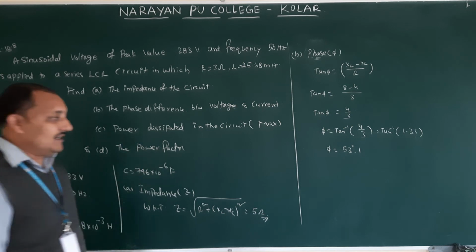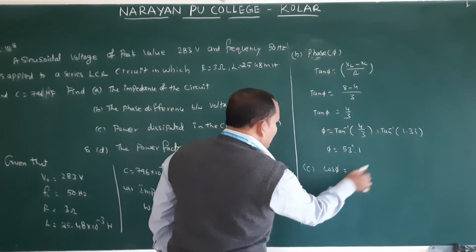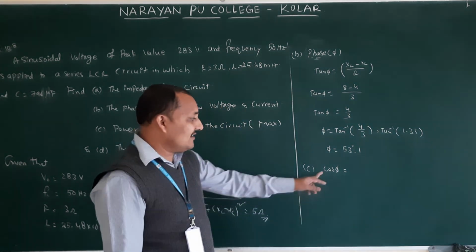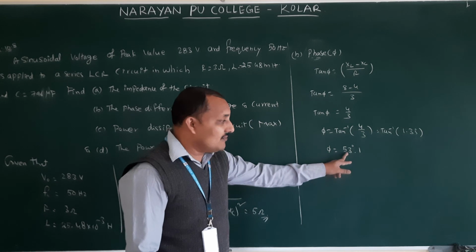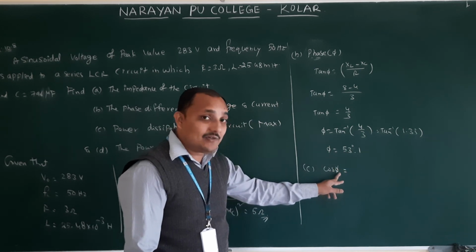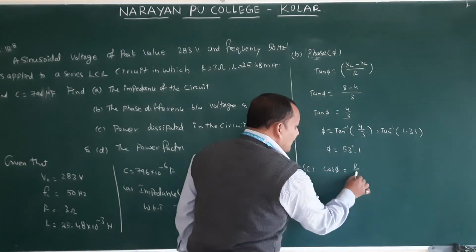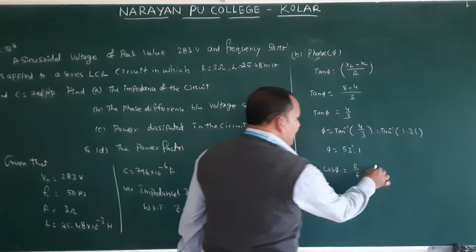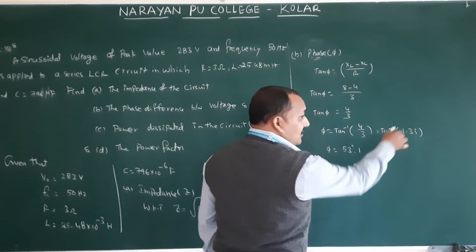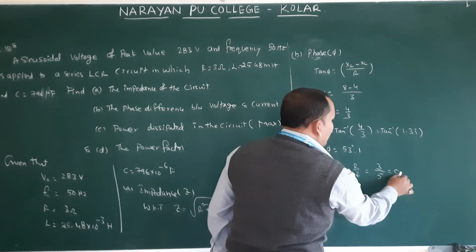What is the power factor? We can do this in two ways. Cos phi is called the power factor. Therefore, phi value is 53, and cos 53 gives the power factor. Otherwise, cos phi is equal to R by Z. R value is 3. Impedance we got is 5. So 3 by 5.